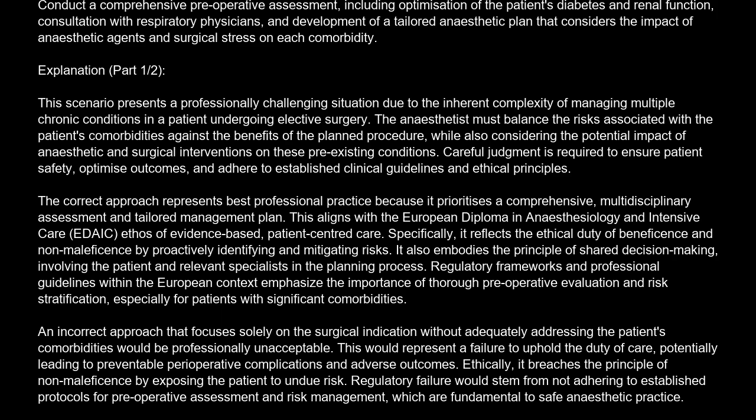An incorrect approach that focuses solely on the surgical indication without adequately addressing the patient's comorbidities would be professionally unacceptable. This would represent a failure to uphold the duty of care, potentially leading to preventable perioperative complications and adverse outcomes. Ethically, it breaches the principle of non-maleficence by exposing the patient to undue risk. Regulatory failure would stem from not adhering to established protocols for preoperative assessment and risk management, which are fundamental to safe anesthetic practice.